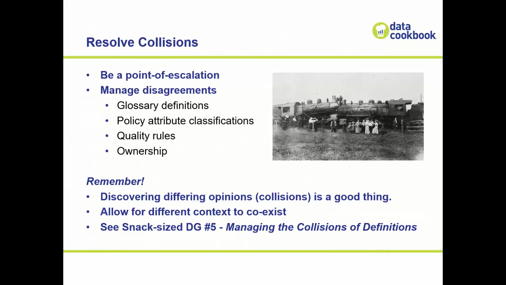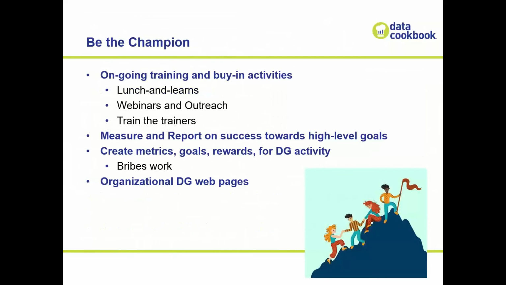Or to clarify the issues. We do a whole session called Snack Size Data Governance number 5, Managing the Collisions of Definitions. One of the big things we talk about there is allowing different definitions or different opinions to exist under different contexts, as long as you are able to document the context. One role you can play here is to facilitate that and to push people towards the right path, which may include actually saying, no, we're going to use this definition instead of that one. But the other role is just to be the champion, to promote.